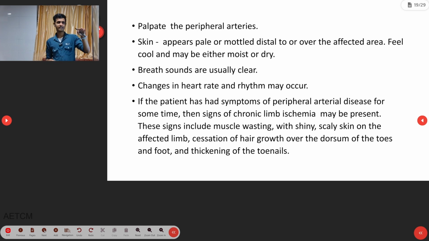Changes in heart rate and rhythm may occur because atrial fibrillation is one of the causes, so that may alter your rhythm. If the patient has a previous history of peripheral artery disease, there may be signs of chronic limb ischemia. Those signs are thickening of the toenails, cessation of hair growth over the dorsum of the toe and foot, and muscle wasting.